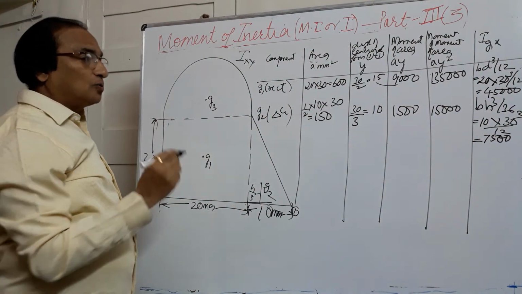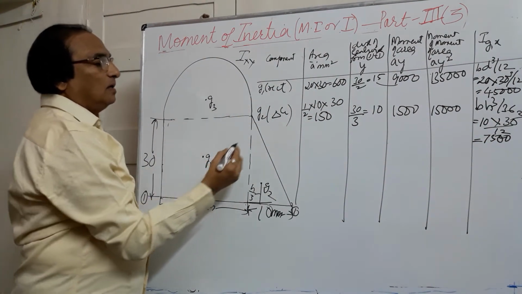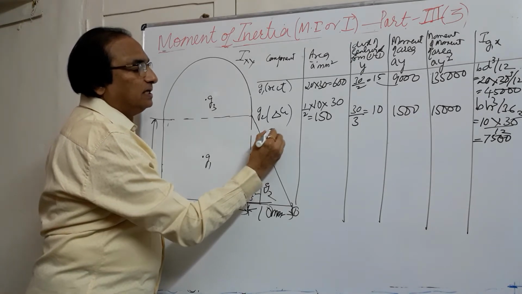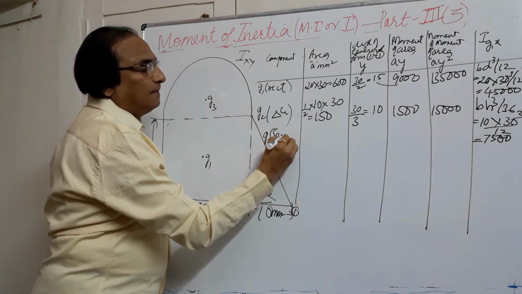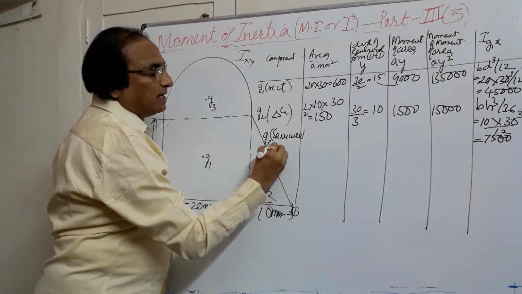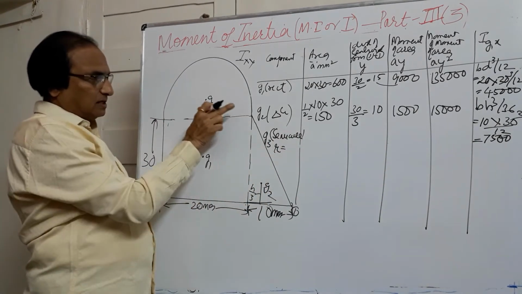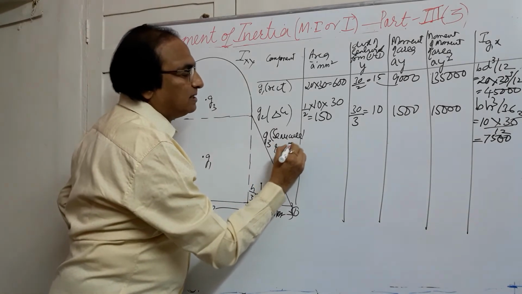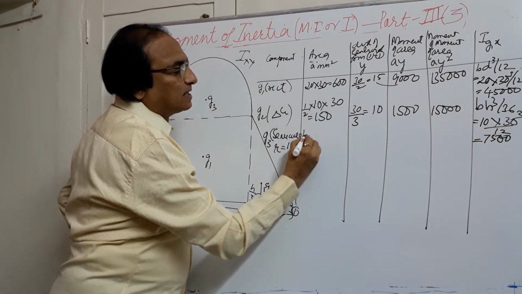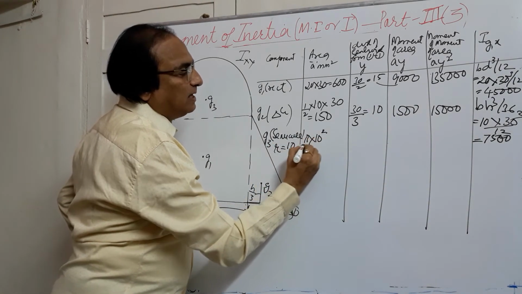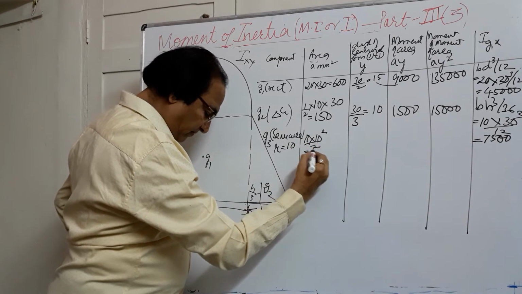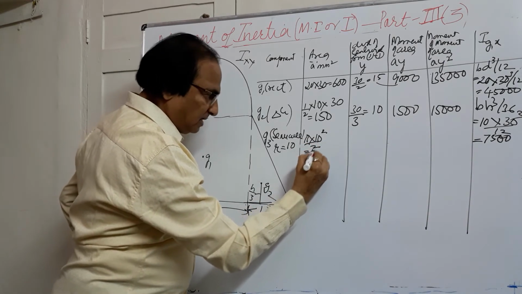7500. Now to this we are going to add the semicircle. So G3 is a semicircle whose radius will be, you know this width is 20, so radius will be half of that, so radius is 10. Area of semicircle is pi r square divided by 2. If you simplify this, you get 157.